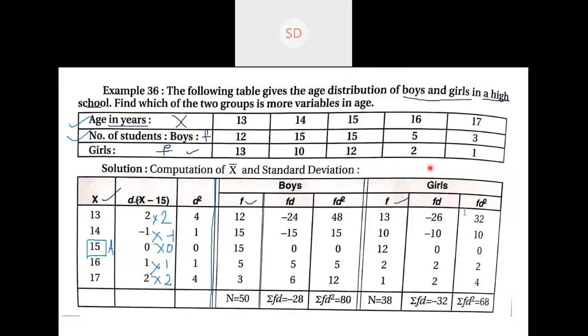Oh yeah, correct. First row is minus 2. There's some calculation problem because it was directly taken from the textbook. Okay, I've corrected that. Okay, let's continue.